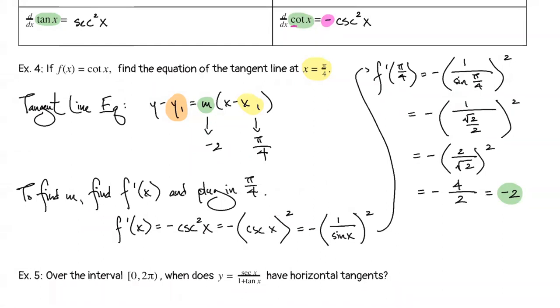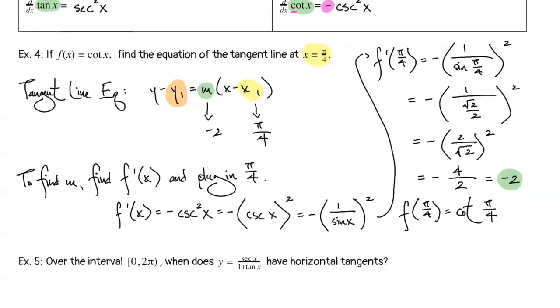Yeah, we're going to substitute, and more specifically, we're going to take pi over 4 and plug it into the cotangent function. So f of pi over 4 gives you cotangent of pi over 4. Now again, cotangent is not an easy thing to find on our unit circle.